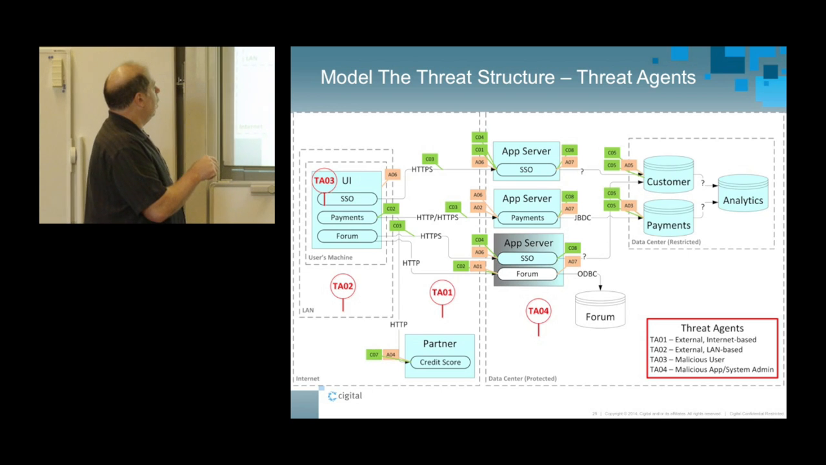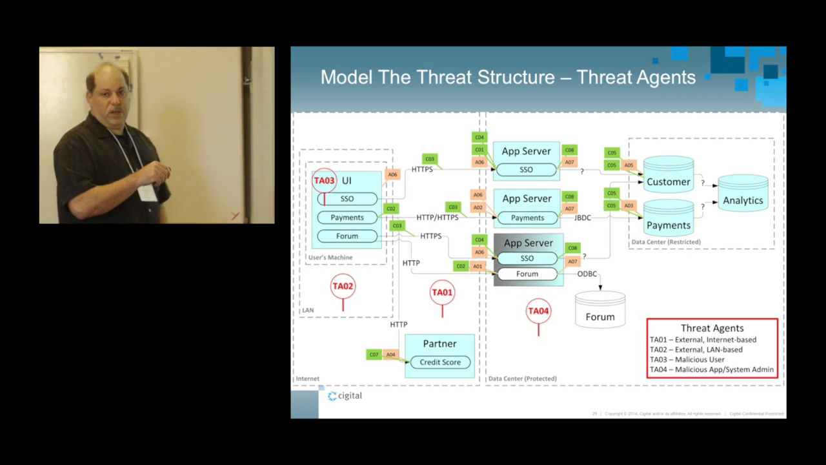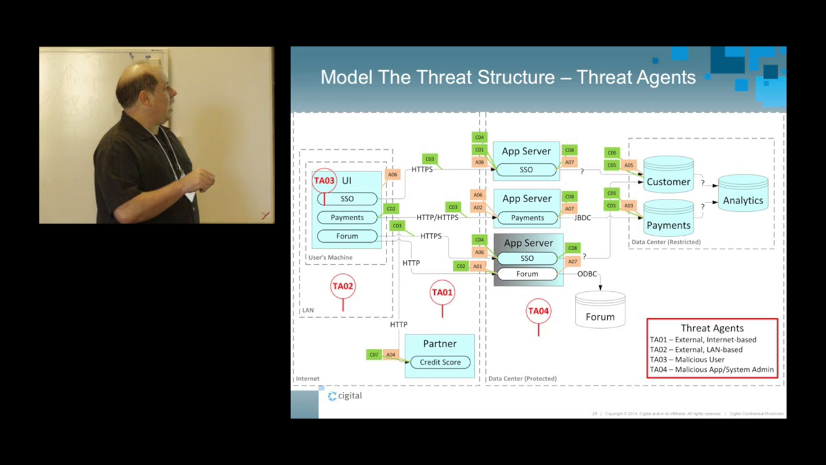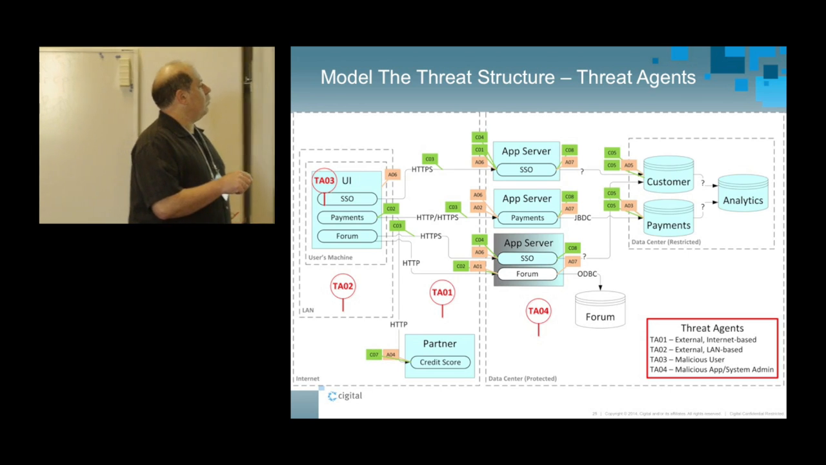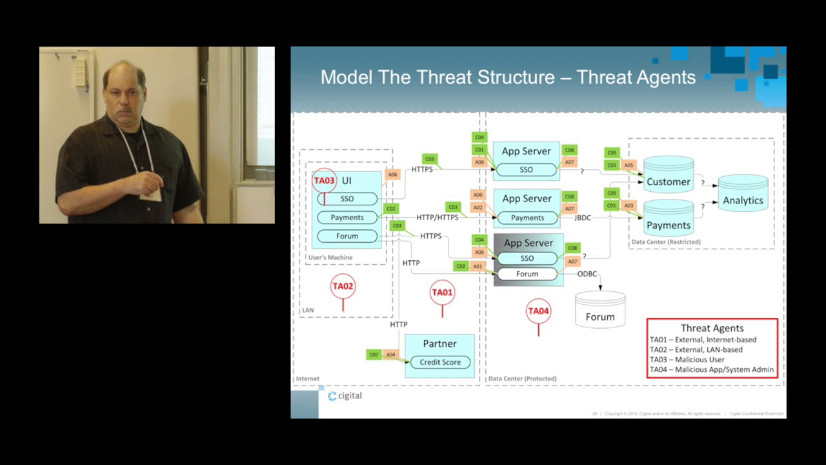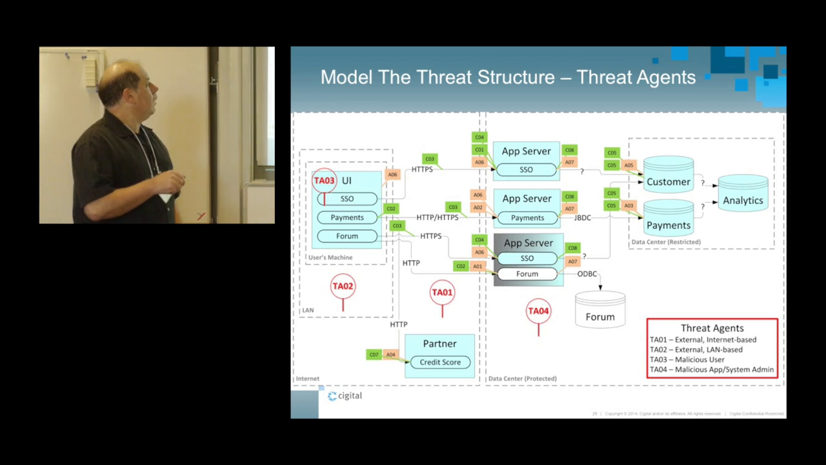We have our TA02, which is the LAN-based attacker. Again, way more capable than the guy sitting in some foreign country. The person sitting in the foreign country does not have access to your LAN. They're not authenticated onto your corporate network. But all your other users inside of your corporate network that are not necessarily supposed to be on the machine are more capable. They have more access to things.